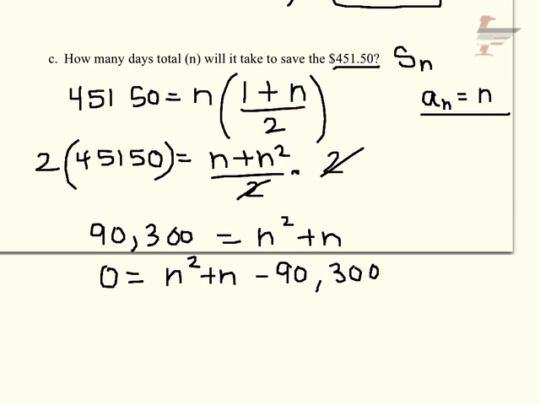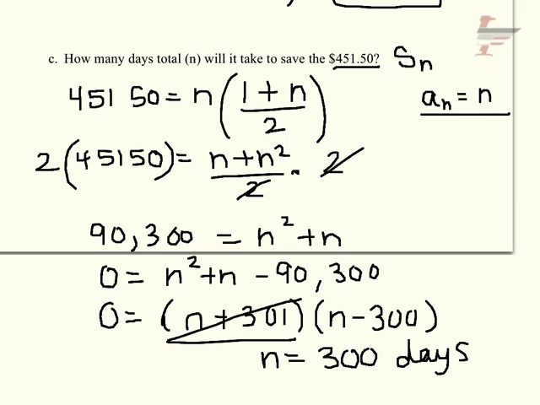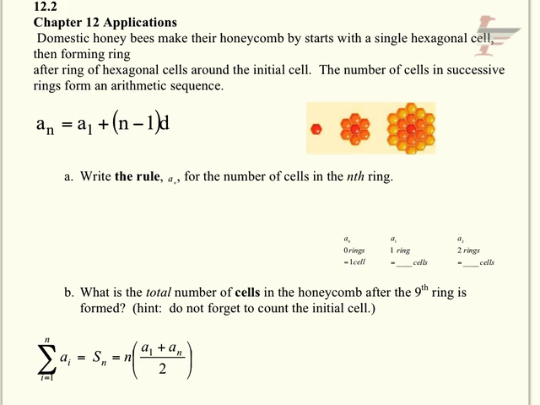And not a fun one to factor, but it does factor down, and granted, this would take some grueling guess and check, I'm sure, and you'd have your calculator for something this large. But it does factor down to n plus 301 and n minus 300. And when I solve this one, I'm going to get a negative, so I don't even care to solve for that. So I know that n is 300, which tells me it's going to take 300 days to get a sum of this many pennies, or $451.50.